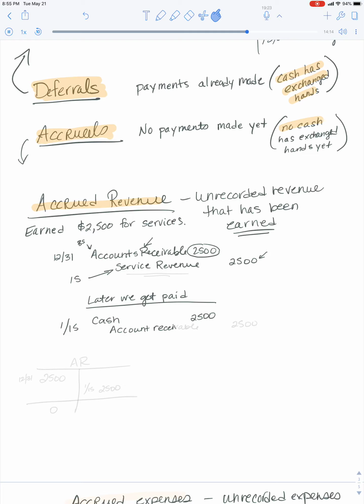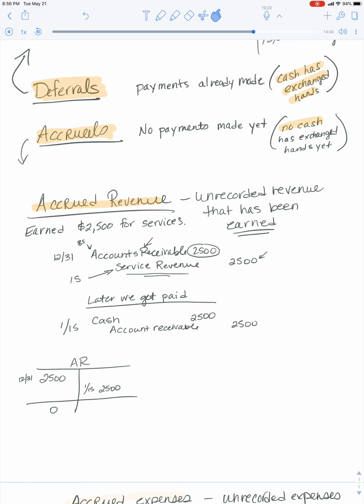So if you see our T account for accounts receivable, we debited that account on December 31 for $2,500, and then on January 15th, when we got paid, we credited that account. So now it has a 0 balance. And so we use accounts receivable as a holding place on the balance sheet so that we can go ahead and recognize our revenue on the income statement before we get the cash.